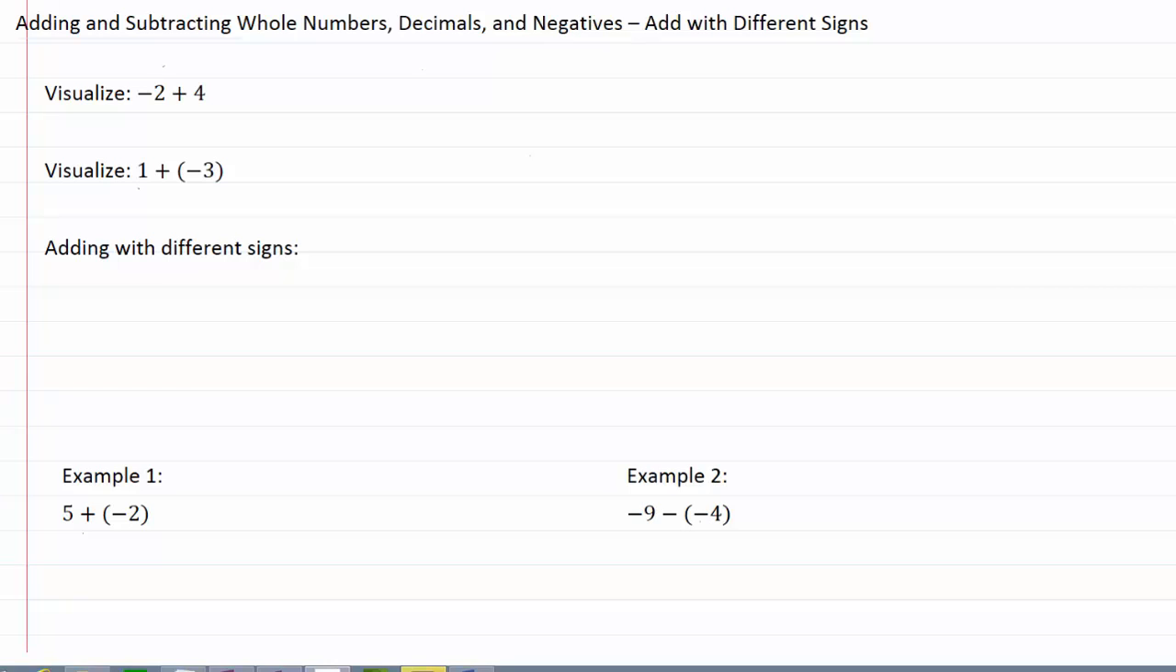So our first problem here says to visualize a -2 plus 4. It's easiest to visualize this if we are dealing with a number line. We're going to be starting at -2, so I want to fill out my number line in both directions here a little bit.